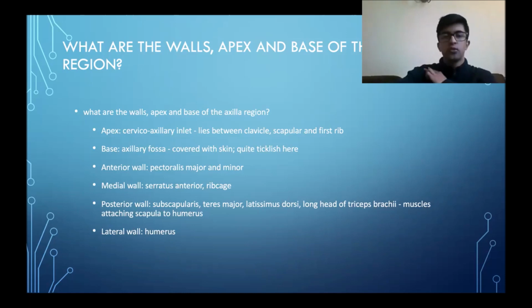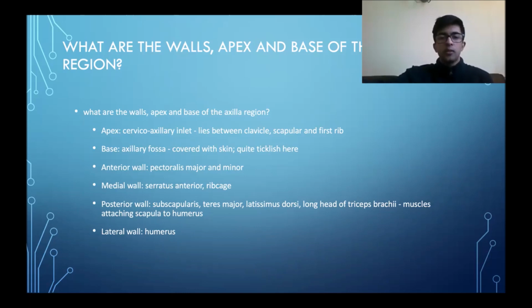So you have your clavicle here, you have your scapula at the back. So at the apex, you have the clavicle on top of your axillary region and you have the scapula, that you can feel and you can observe on yourself. First rib, I probably wouldn't have guessed, but first rib is also on the apex of the axillary region, axilla, armpit.